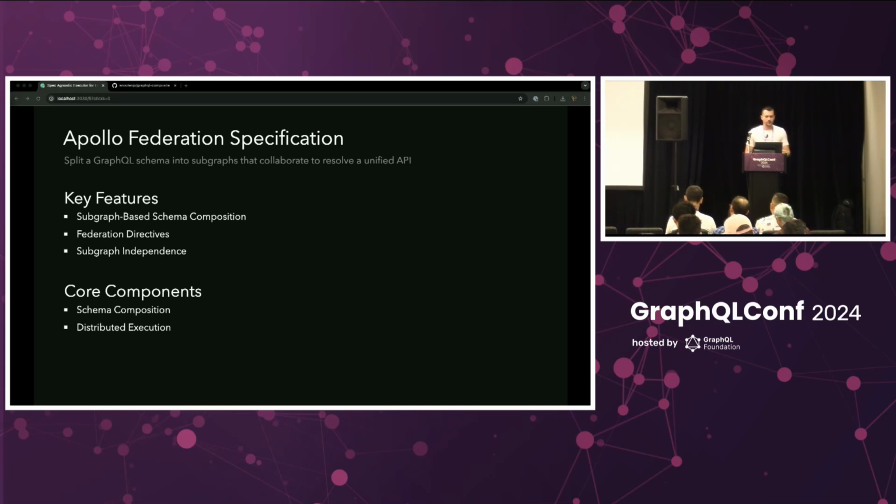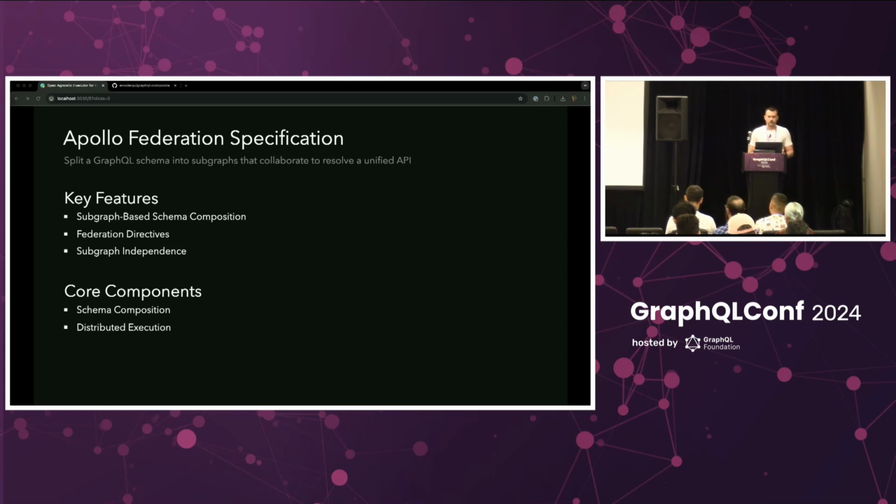Apollo Federation uses a set of key directives like @key, @extends, @provides, @requires, and these manage how types and fields are shared or extended across services so that each of the subgraphs can also communicate with each other. So they make it possible to resolve cross-service references and establish relationships between entities.